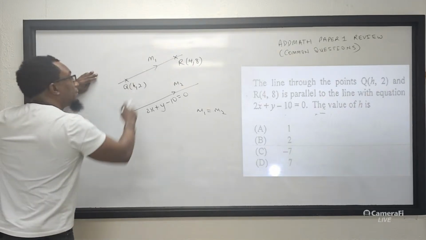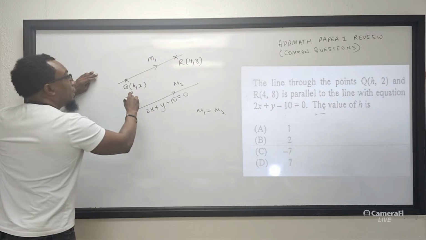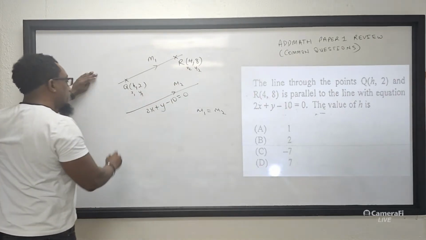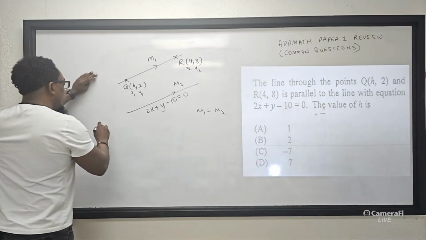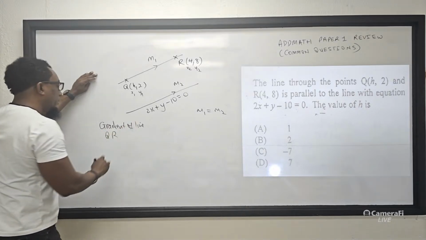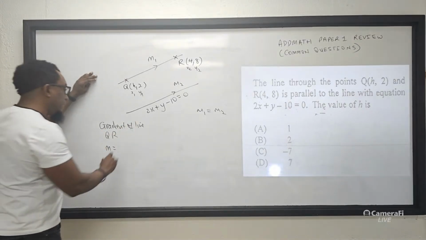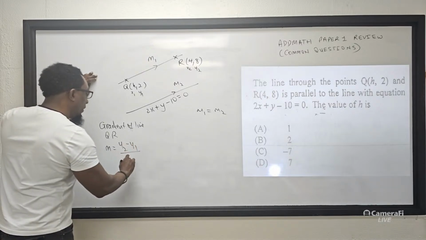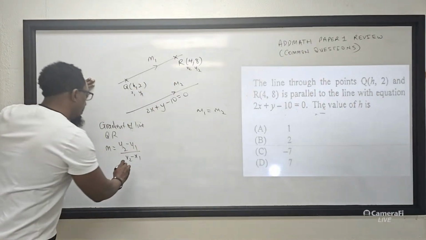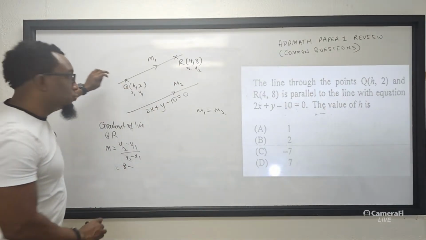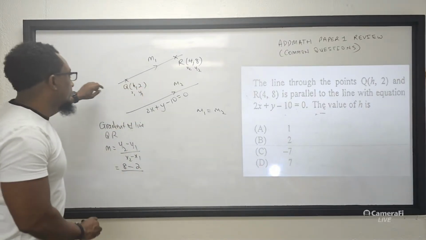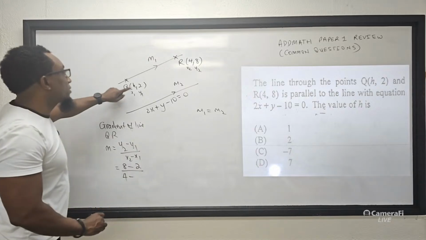So let's get the gradient of our QR. This is x1, y1, x2, y2. So gradient of line QR will be m is equal to y2 subtract y1 over x2 subtract x1. y2 it is 8 subtract y1 it is 2 over x2 it is 4 subtract x1 which is h.